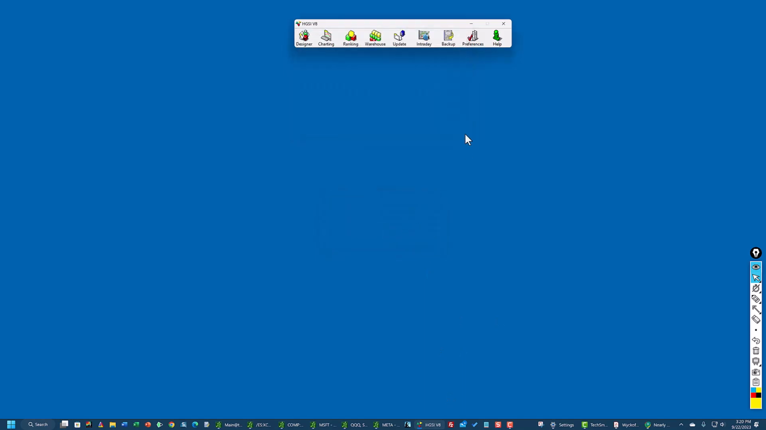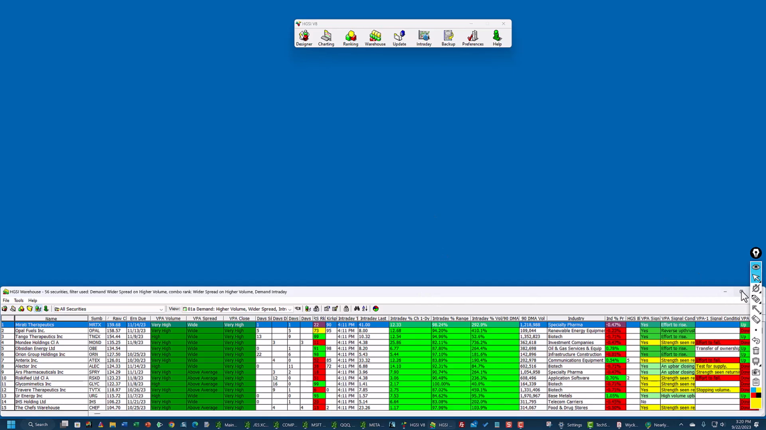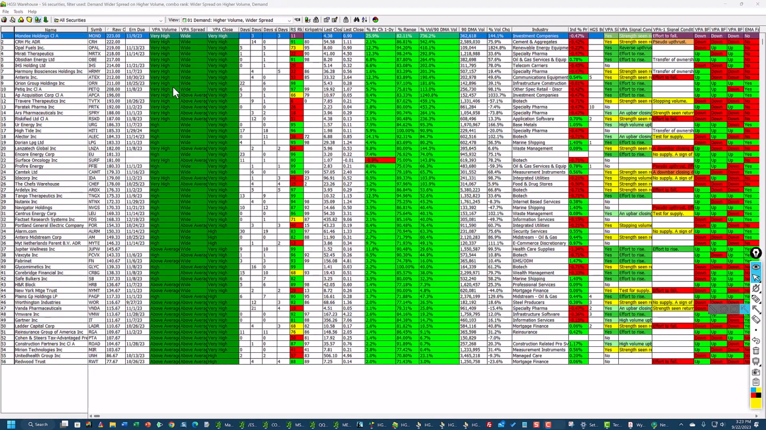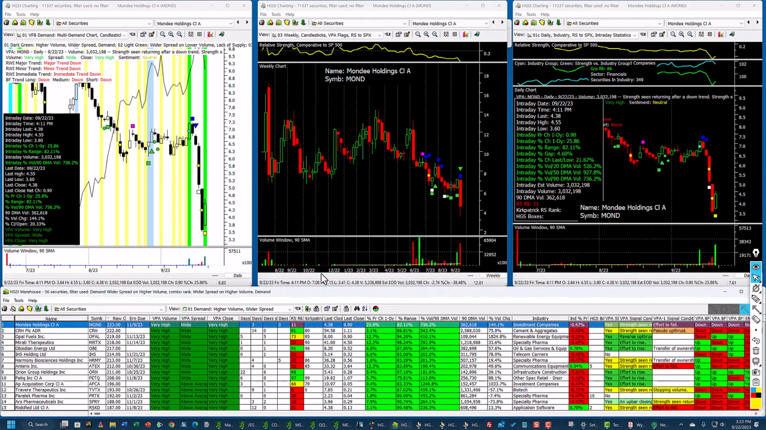Okay, so after the update, these columns would represent the signals that are being generated intraday during the update. So let me minimize this. So Mondi Holdings, what is this? A 90-cent stock. I'll pass on that one. Let's go down here. Hard to find anything. Oh, I'm sorry, that's the last close net change.